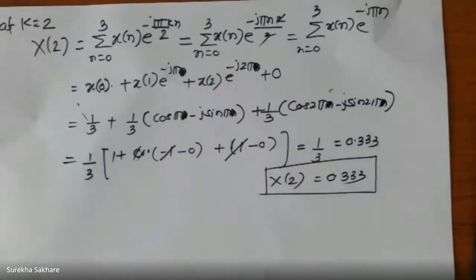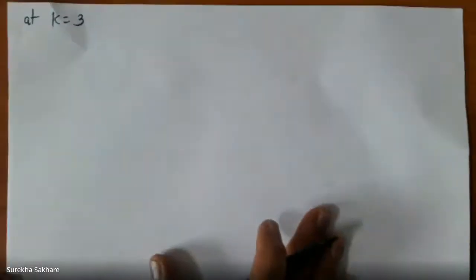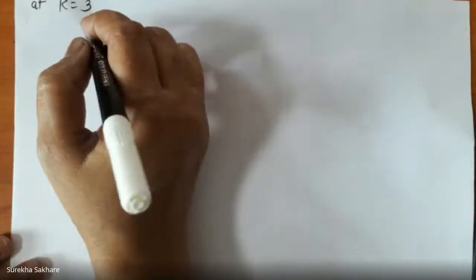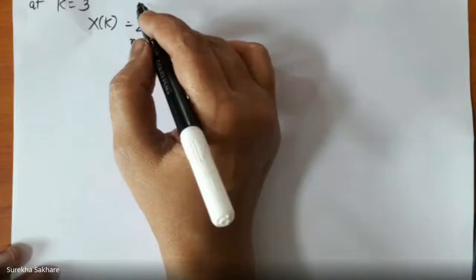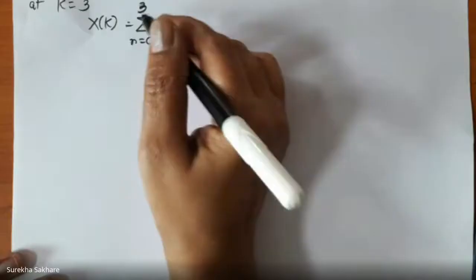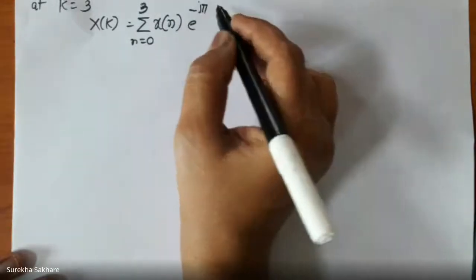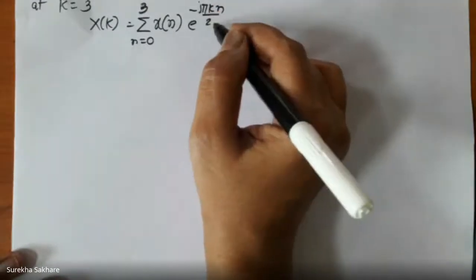Now, if you go for k is equal to 3, we will find out the value for k is equal to 3. Again, I will write x of k is equal to summation n is equal to 0 to n minus 1, that is 3, x of n e raised to minus j 2 pi kn by 4, which becomes pi kn by 2, is it not? Division gives you 2. Now here we have to insert k as 3.